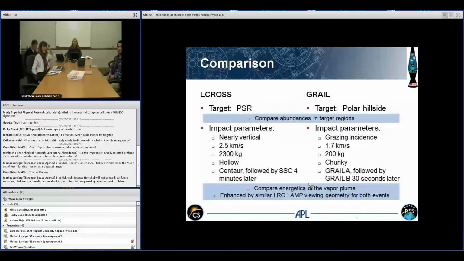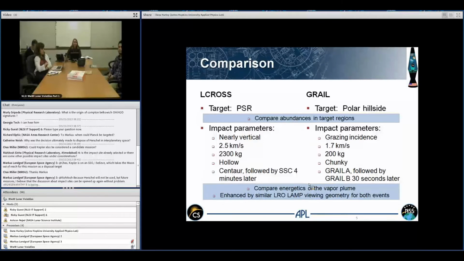So what we're going to do is compare these two impacts. The targets were different. One was into a permanently shadowed region, and the other was into a polar region, but not in permanent shadow. So we can compare the abundances in the target regions, and when you do that, you can understand the composition of those regions. The other thing that we can compare is the impact parameters and how that feeds into the vapor plume produced by the impact.